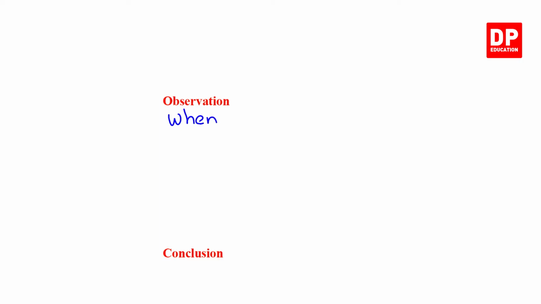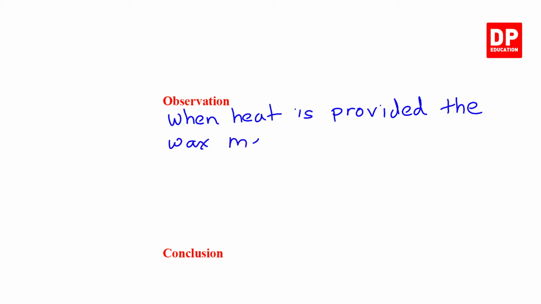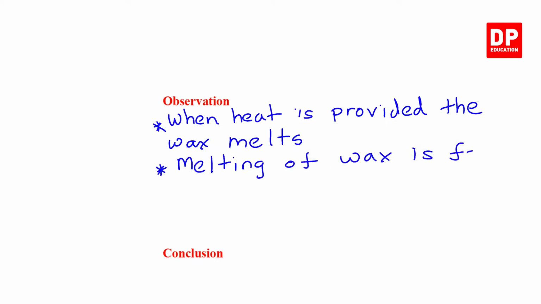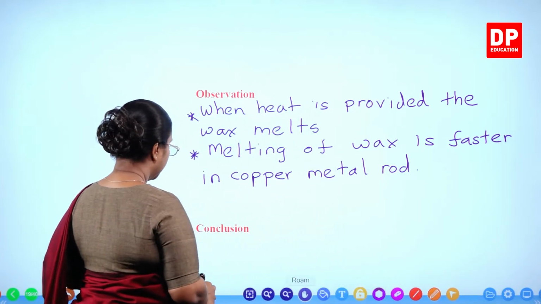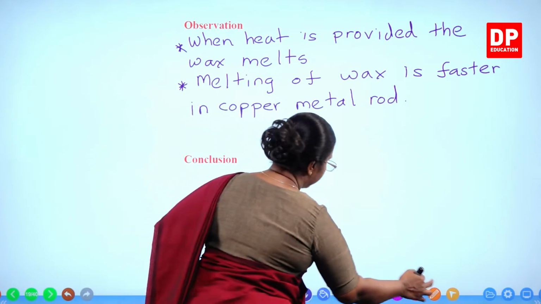When heat is provided, the wax melts. Melting of wax is faster in the copper metal rod. So from that, what can we conclude?